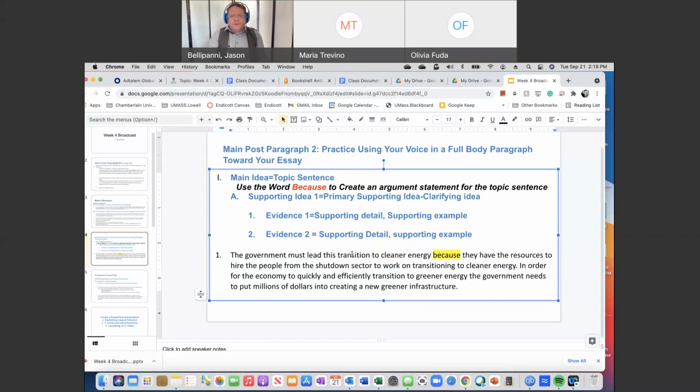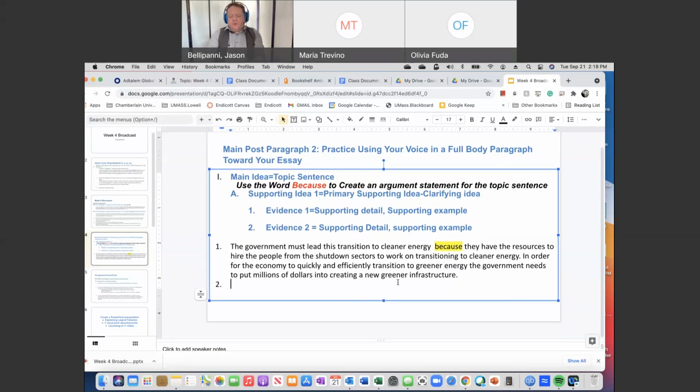That's what I'll do. The government must lead this transition to cleaner energy because they have the resources to hire people from the shutdown sectors to work on transitioning to cleaner energy. That's my topic sentence. My primary supporting idea, or one of them, will be: in order for the economy to quickly and efficiently transition to greener energy, the government needs to put millions of dollars into creating a new greener infrastructure. So what I've done is I have my topic sentence, I have a supporting idea, and that is supposed to lead me right up to my first actual piece of evidence.